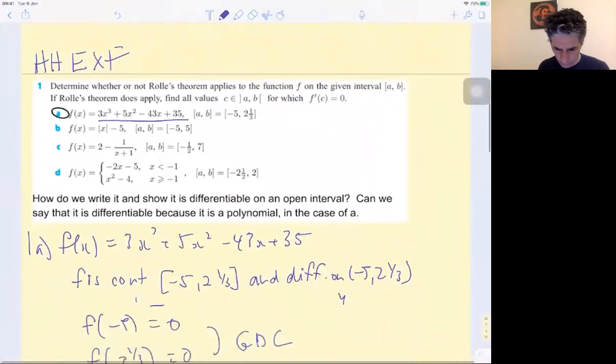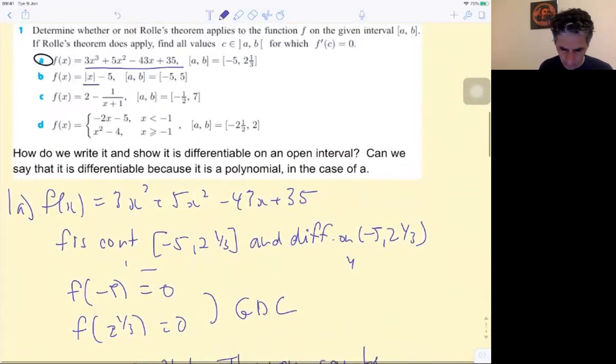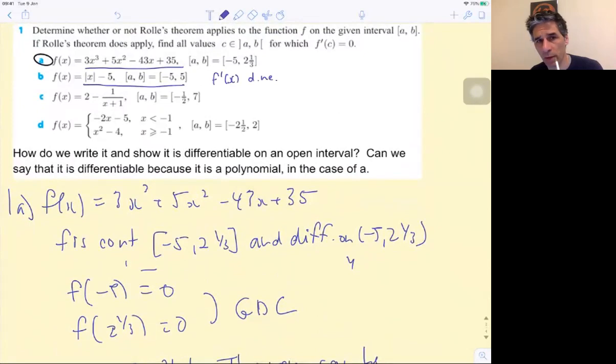Well, you have to be careful in B, because in question B, as you can see, both the endpoints would give you 0, but f prime of x would not exist at what point? Where would it have a kink? Well, it's the absolute value graph lowered 5 units, okay? So it basically goes like this. Quick sketch, there's -5, there's 5. F prime does not exist at x is 0. So we can't apply Rolle's theorem.